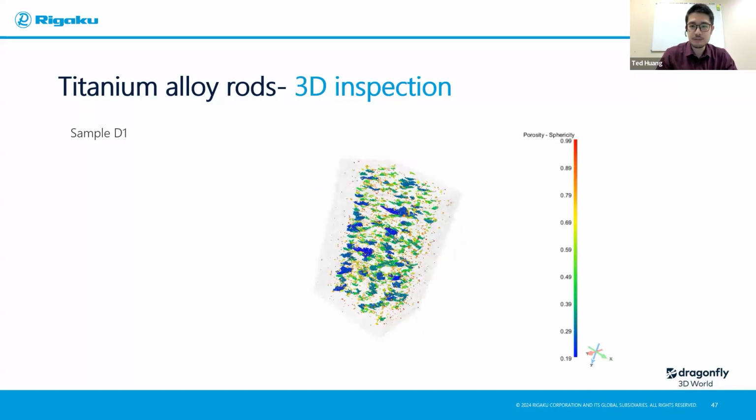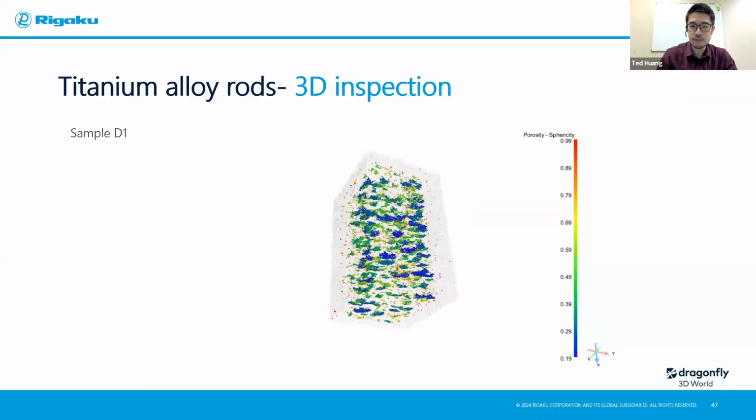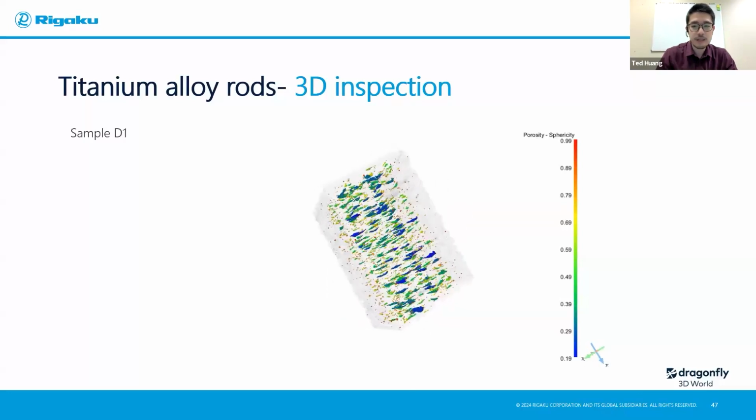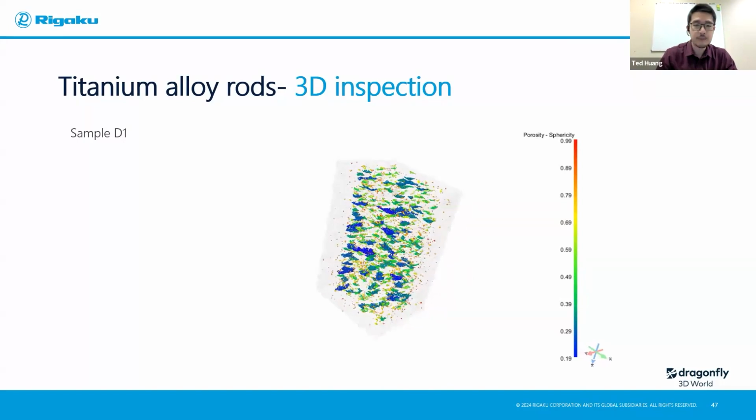In this case, I separate them using different sphericity. You can already tell there's definitely a correlation between the more spherical, smaller pores at the corner and the more irregular ones that's pertaining to each layer that's being printed out.